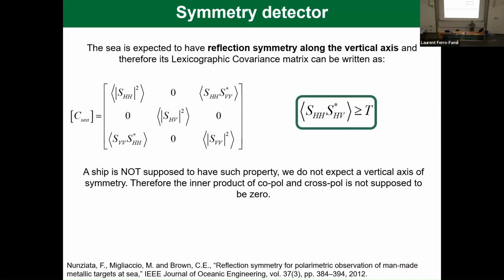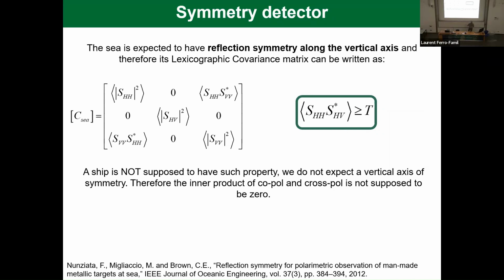Now, have you heard about reflection symmetry before? Otherwise, I will explain it. A reflection symmetry is where, inside your resolution cell, the right part of the target is similar to the left part of the target. So this is reflection symmetric. This is not. This is. This is not reflection symmetric, because what is on the left is different from what is on the right, especially if you see it this way.